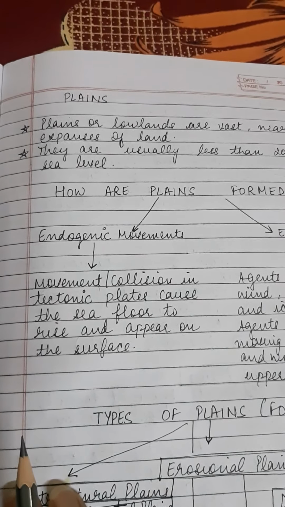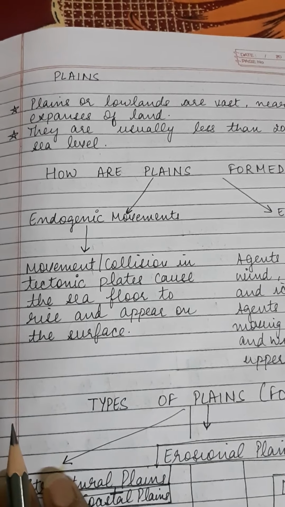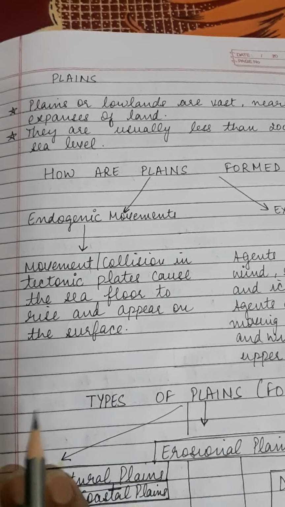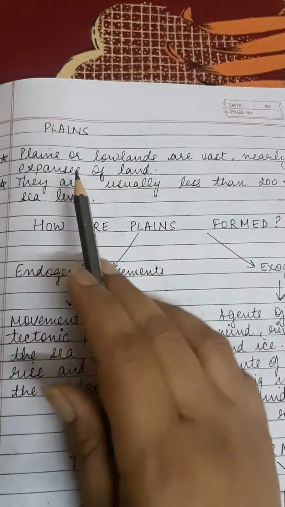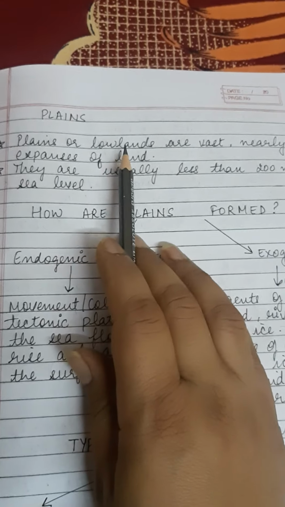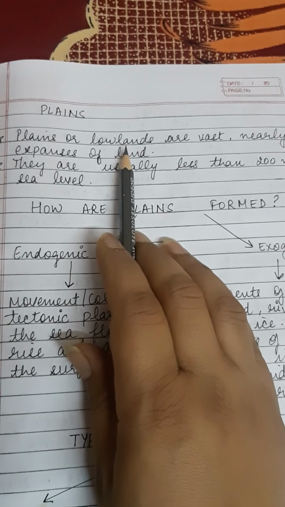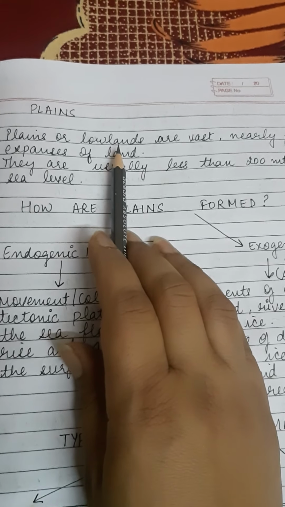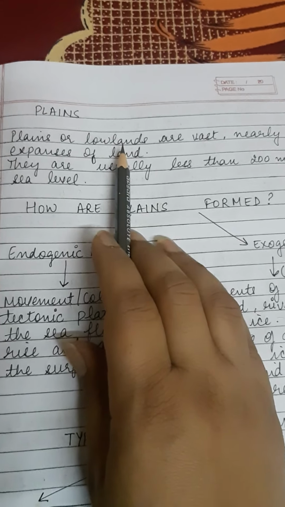Students, here we are going to study about one of the major landforms, plains. What are plains? Plains, which are also called lowlands. Why are they called lowlands? Because they do not have any height.